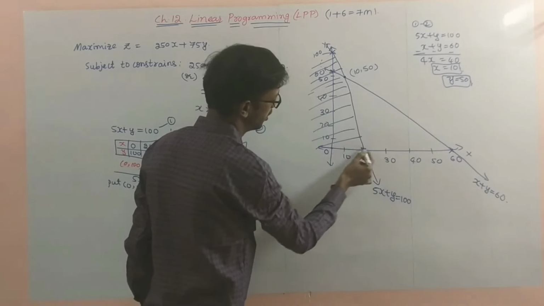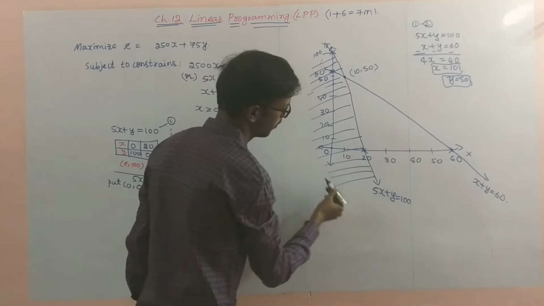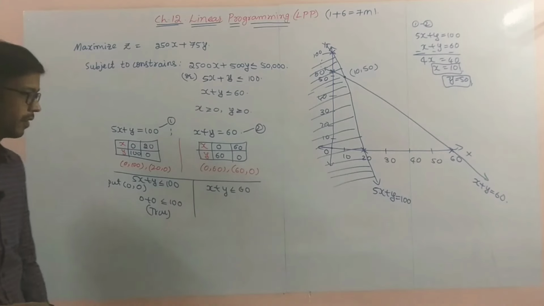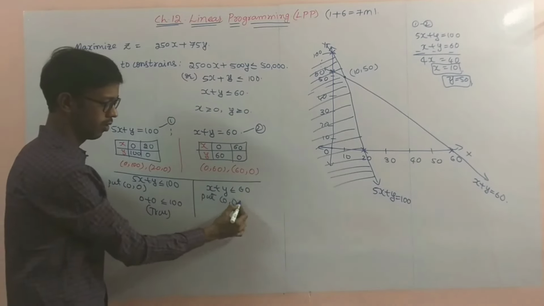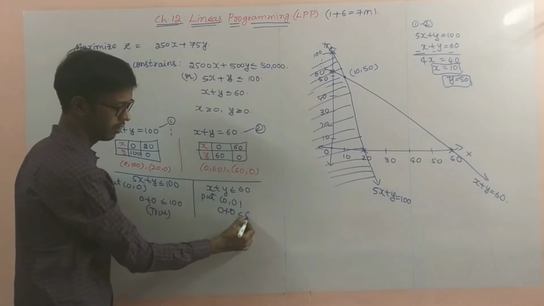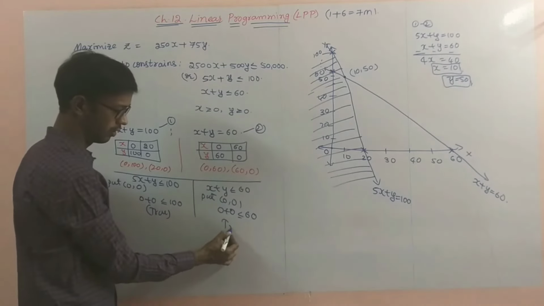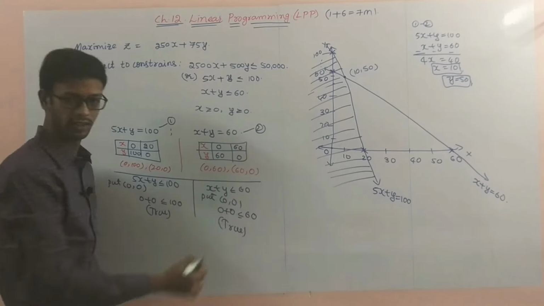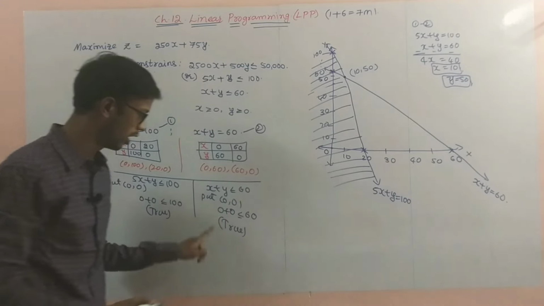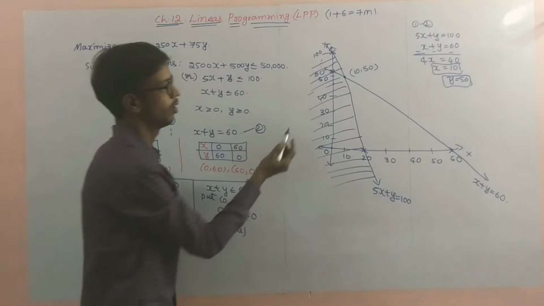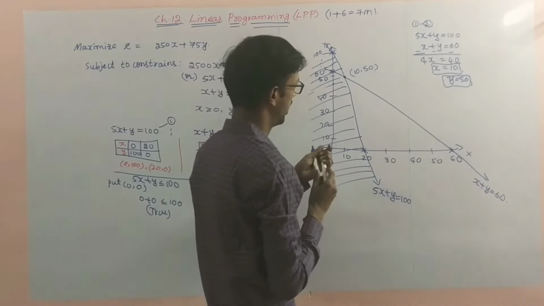The shading region. Next one, substitute here, put 0 comma 0. 0 plus 0 is less than or equal to 60. This is also a true condition. 0 is less than or equal to 60. So it is a compulsory true condition. So including 0 comma 0 you have to shade. Here I am shading with red pen.